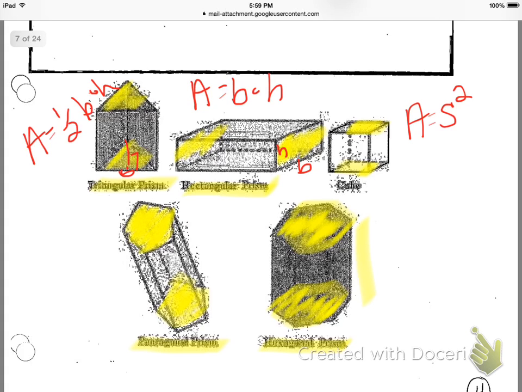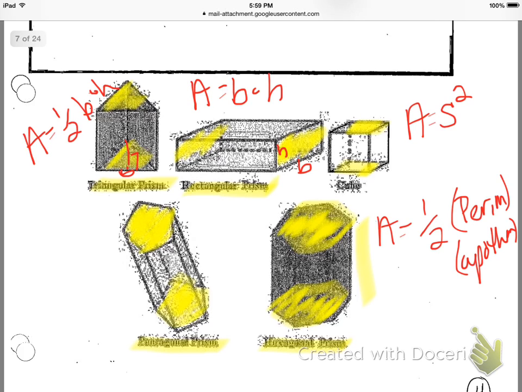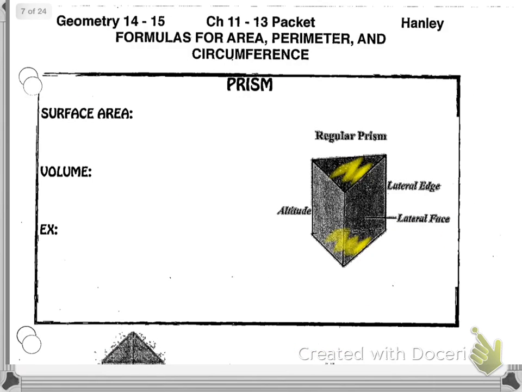And area for polygons is, area is 1/2 your perimeter times your apothem. And you'll have to calculate that depending on what kind of shape you're given.